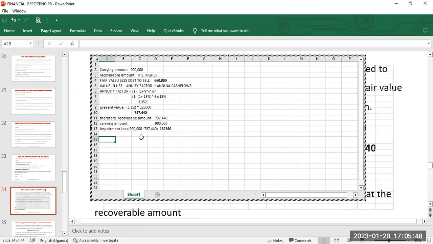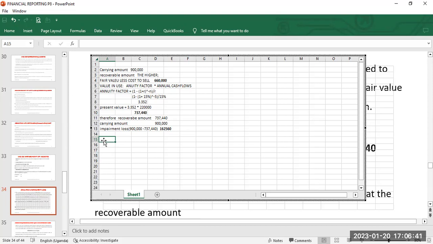We are seeing that the asset is impaired since the carrying amount of 900,000 is higher than the recoverable amount of 737,440, hence giving us the impairment loss of 162,560, and this can be taken to profit and loss. Of course, this impairment loss goes to profit and loss and is deducted as an expense. So the double entry here, we are debiting profit and loss by 162,560, and we are crediting the asset because the asset is going to be reducing in value.